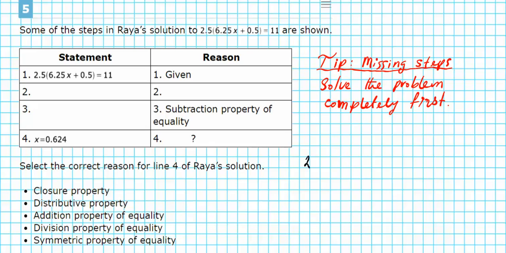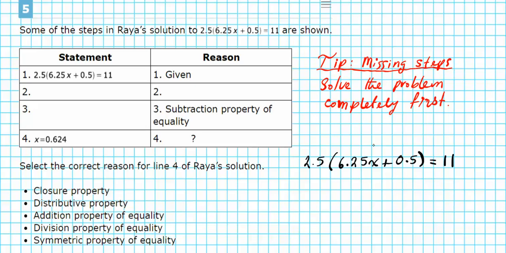Okay, so we have 2.5 times (6.25x + 0.5). You're going to be allowed to use a scientific calculator for this problem, okay? So multiplying these decimals, don't get nervous about it. Just use your calculator to carry out those multiplication processes.